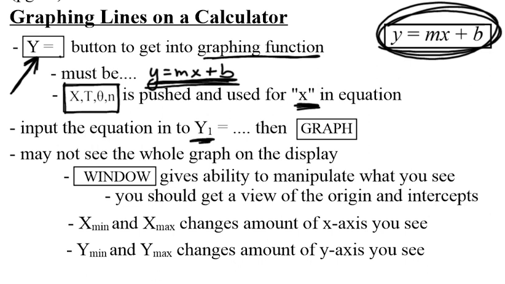Note that it says y1 equals. It gives you options to put in several equations for several lines, but it's always y equals. That's why we need slope-intercept form. Y equals mx plus b. So that's what we're going to put in.